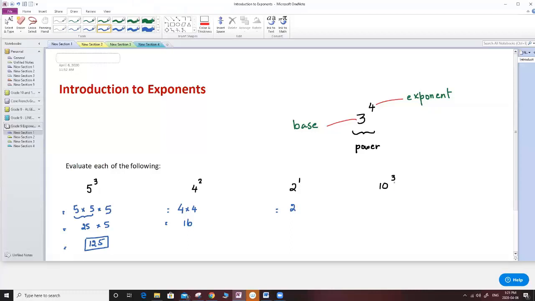10 to the power of 3. The exponent is 3, the base is 10. I repeat the base and multiply it by itself how many times? 3 times. And here we can see right away, 1,000. Some students make this mistake. They multiply 3 by 10, which means 30, which is a big mistake. The 3 here, the exponent, means that you repeat the base and multiply it by itself 3 times.